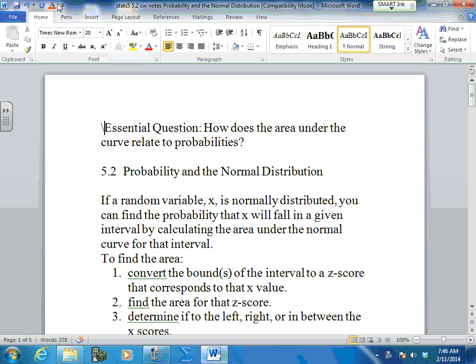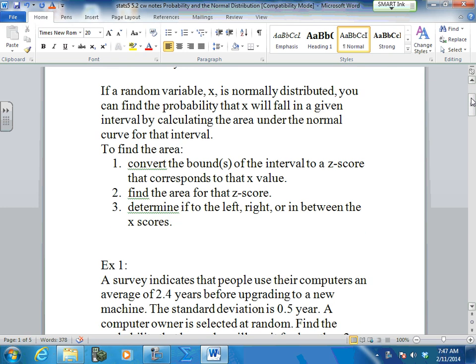Okay, so we're going to talk about how this relates to your normal distribution. Now, you've kind of noticed in your problems already, they said you have to assume that you have a normal distribution. If you don't have a normal distribution, you can't do any of this. If it's skewed at all, we're done. We can't do any of this. So, if a random variable x is normally distributed, you can find the probability that x will fall within a given interval by calculating the area under the normal curve.